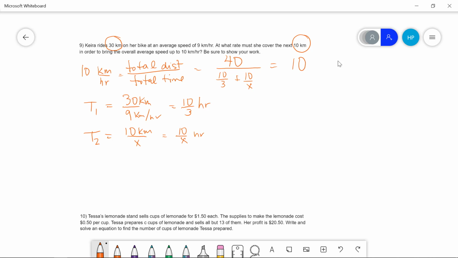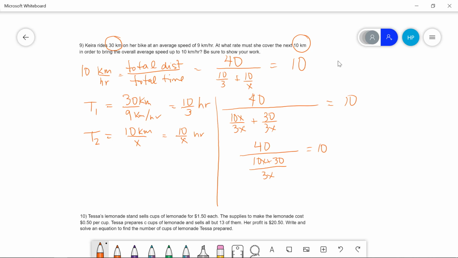So I've got total distance divided by total time. And totally, you might have done this problem a different way. This is just kind of one way to think about it. Now, what I'm going to do is get a common denominator for all that junk in the bottom of my big fraction. So I'm going to write it as 10x over 3x, right? Just multiplying by x over x, plus 30 over 3x, multiplying by 3 over 3. So now I know when I divide by a fraction, I just multiply by the reciprocal. So I'm going to have 40 times 3x over 10x plus 30 equals 10.